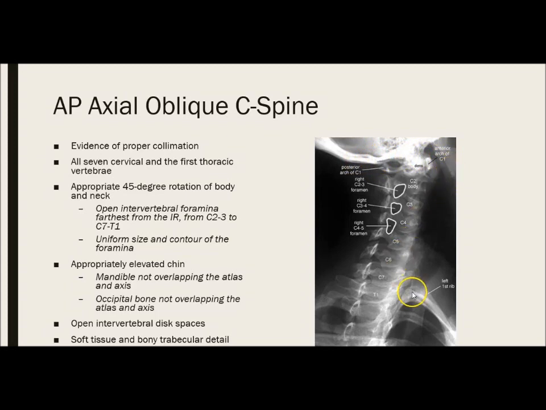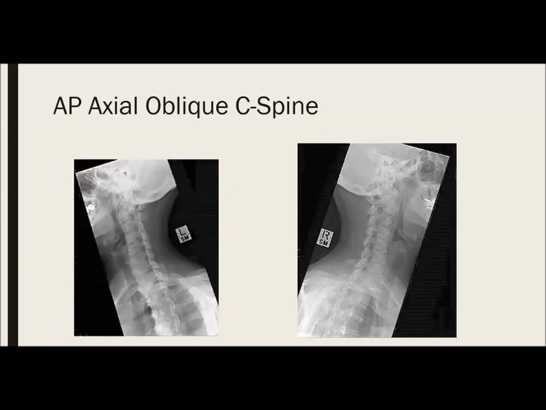We want to make sure we have open intervertebral disc spaces for this one, and that is what we primarily want to see on this one. Those are the best demonstrated structures, and then our soft tissue and bony trabecular detail. So these would be both for your AP axial oblique C-spine. This would be your LPO, and this would be your RPO.